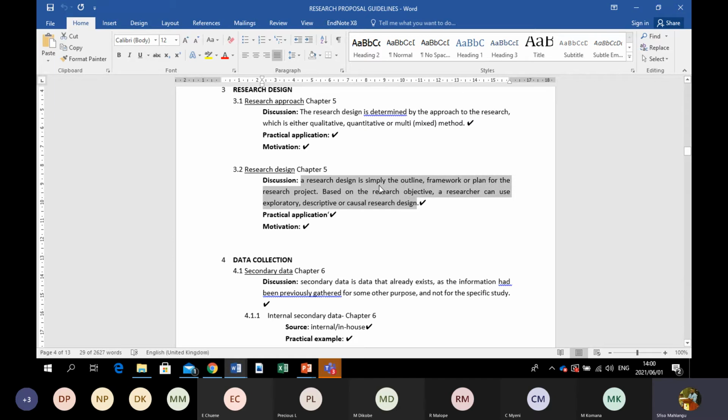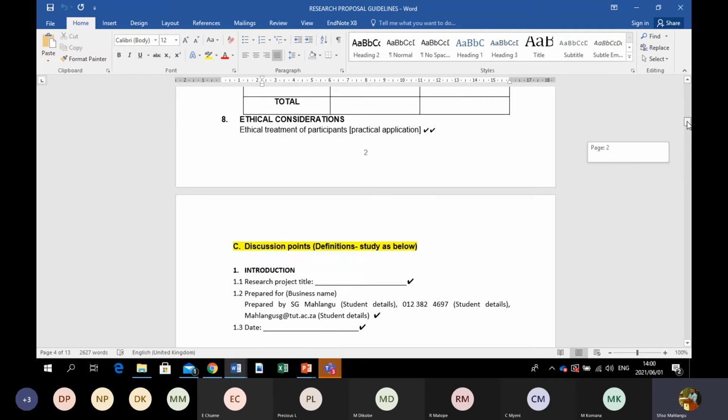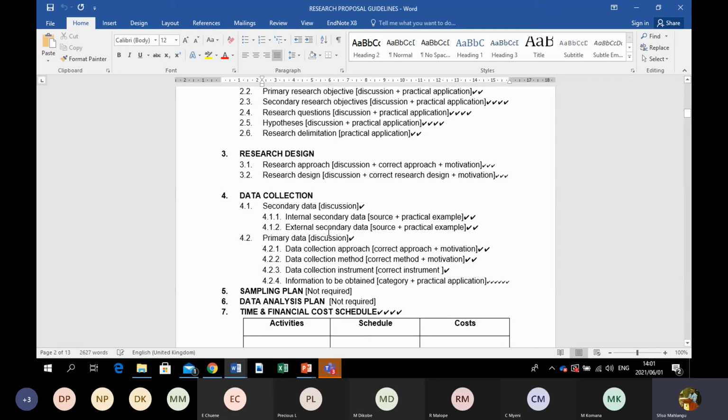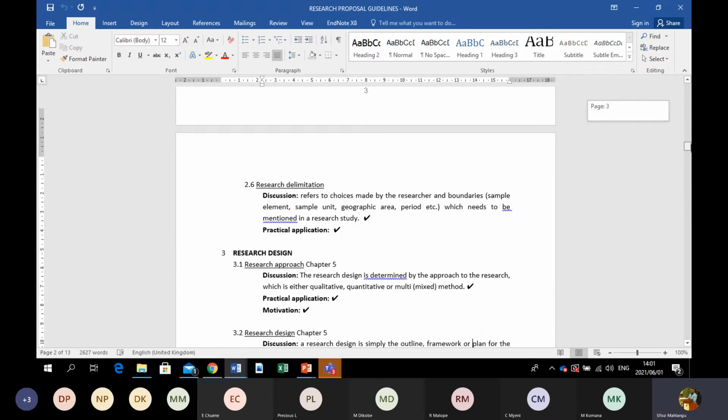It says a research design is simply an outline, framework, or a plan for a research project. So what it means, this is a structure that you're going to follow. So an outline, remember, is a structure like, let me quickly show you one structure. This is a structure as well, meaning that we're gonna follow this structure. From here, we're gonna do data collection method, instrument, everything that is written like this is a structure. So it's an outline. So this outline differs. We've got 3 different outlines that we're going to talk about.